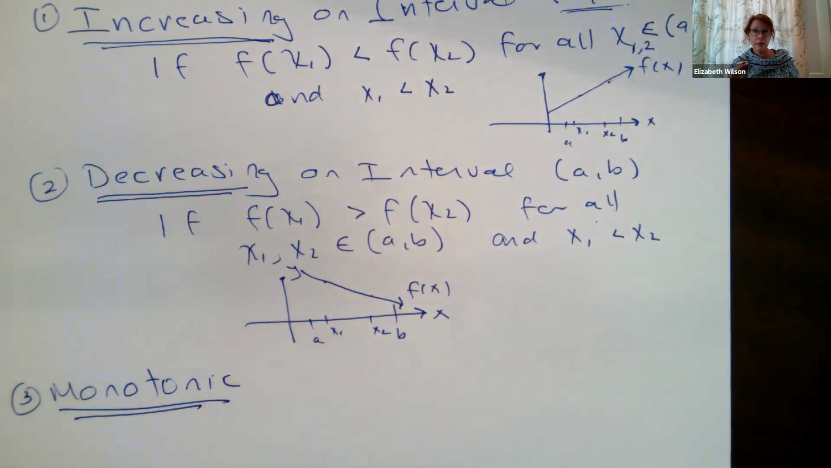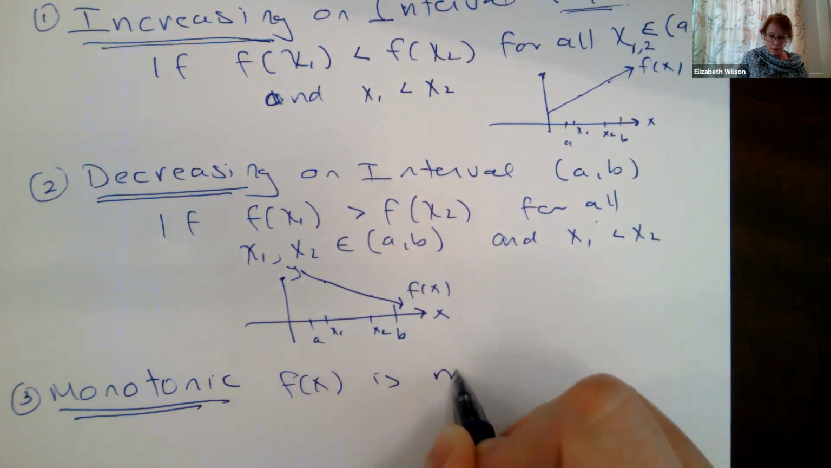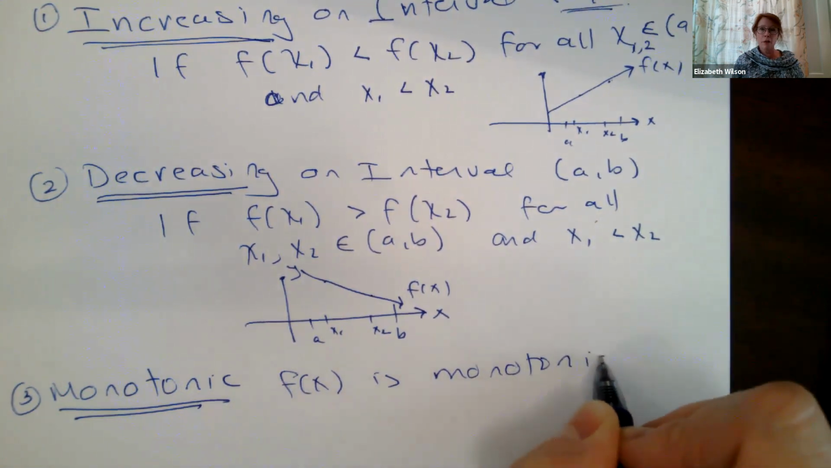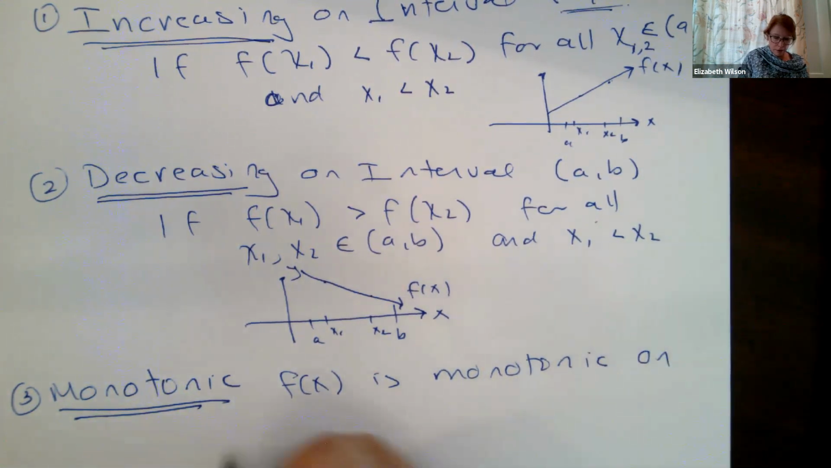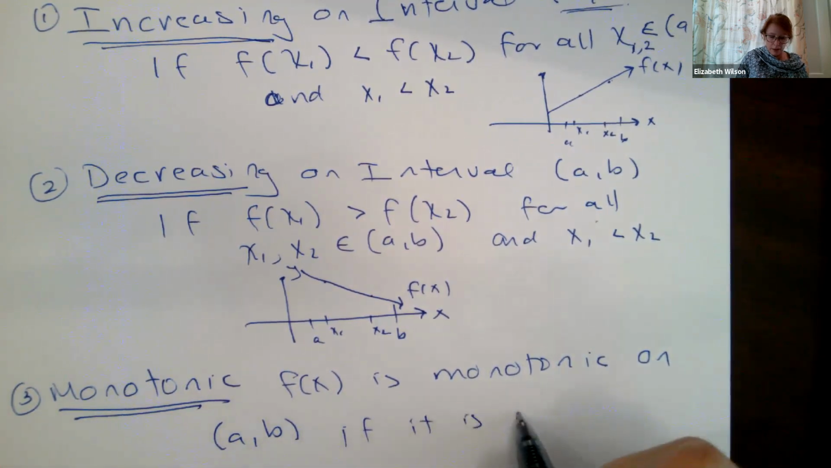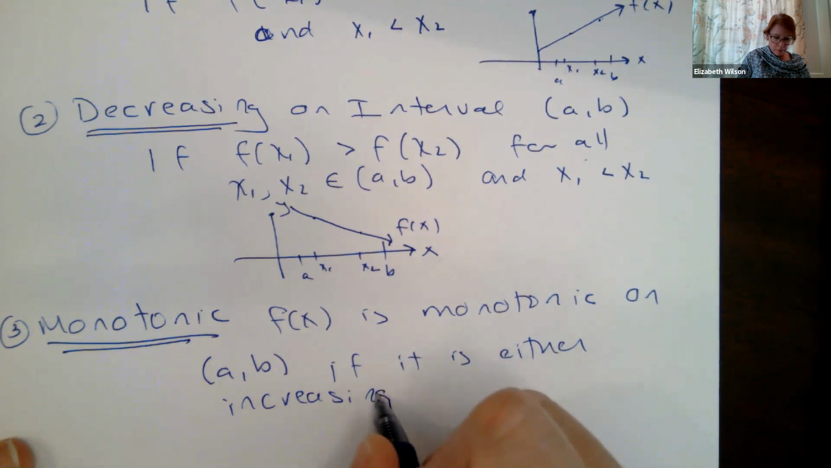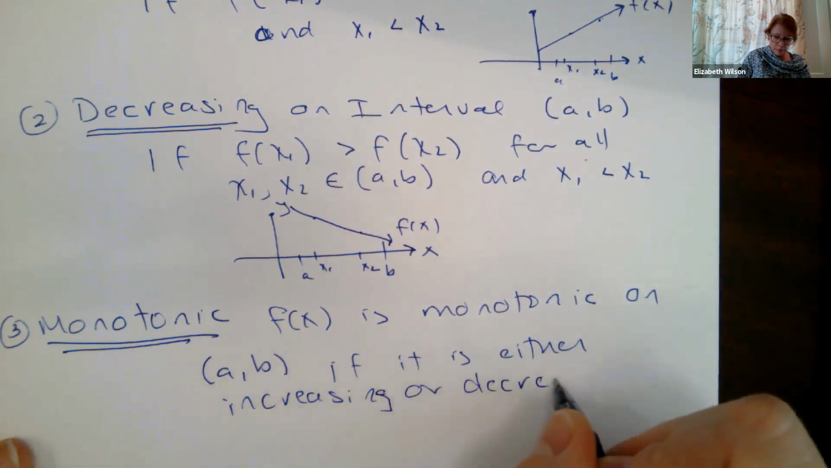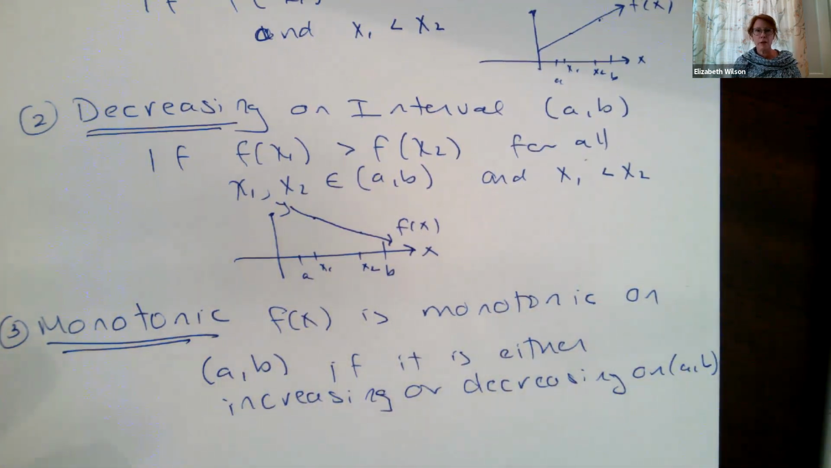Mono meaning one, tonic meaning like behavior, right? So one behavior. So we say our function is monotonic. It could be monotonic increasing, monotonic decreasing, monotonic on our interval a to b if it is either increasing or decreasing on that interval. So it's doing one thing or the other, right?